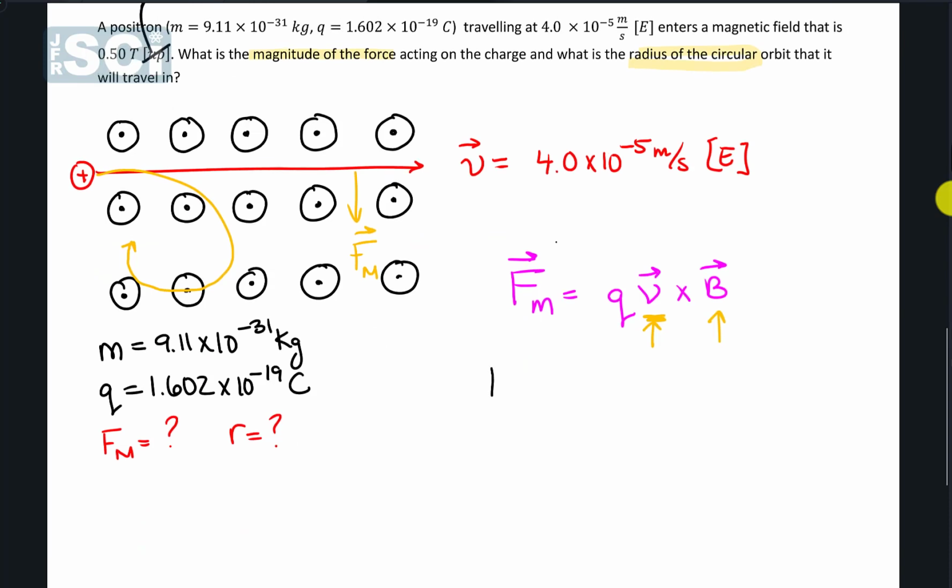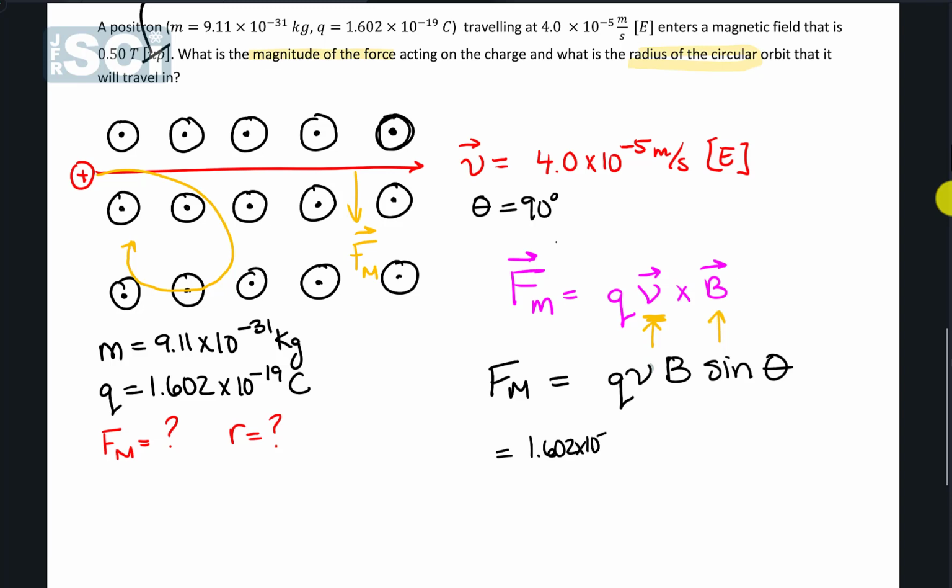Okay, so let's figure out how large this radius actually is. So let's say FM is going to be equal to QvB sine theta, sine the angle between these two vectors. So this vector, for our B field, is straight out of the page, and for V it's parallel to the page. So theta is going to be 90 degrees. All right, so let's put our numbers in.